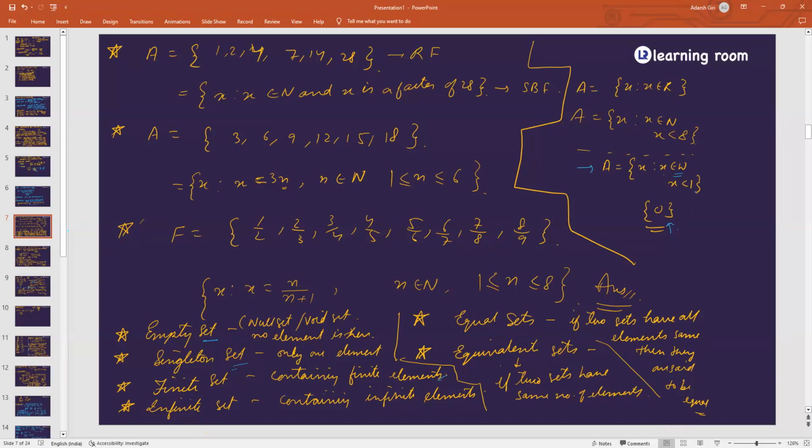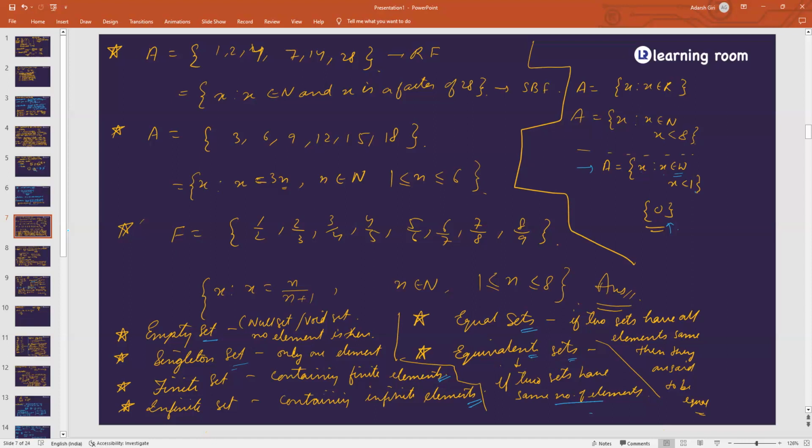Then we have a finite set containing finite elements, and an infinite set containing infinite elements. For example, if I just write X belongs to whole numbers, whole numbers start from 0 and extend to positive infinity, so that contains infinite elements. Then we have equal sets. If two sets have all the elements the same, each and every element the same, then they are said to be equal. Equivalent does not depend on whether the elements are the same or not. If the sets have the same number of elements, then they are said to be equivalent sets.